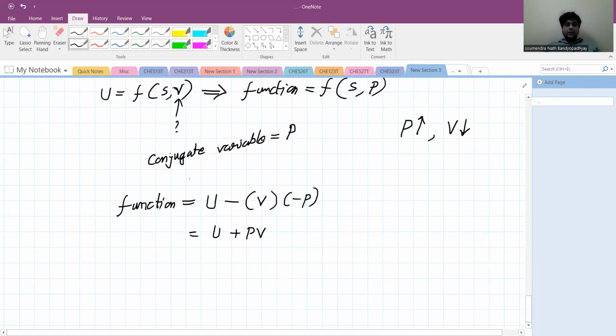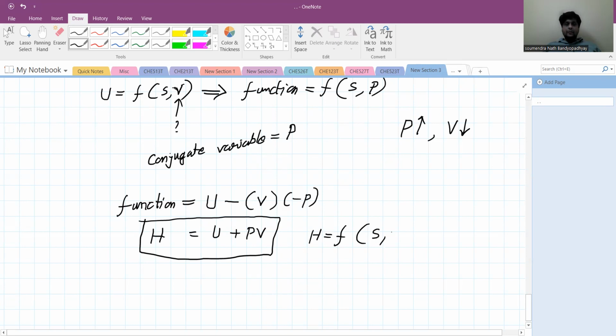Now if you remember, what is U plus PV? If you know the Joule-Thomson experiment or throttle experiment, this is termed as enthalpy. Enthalpy is our new state function which depends upon natural variables of entropy and pressure, right?